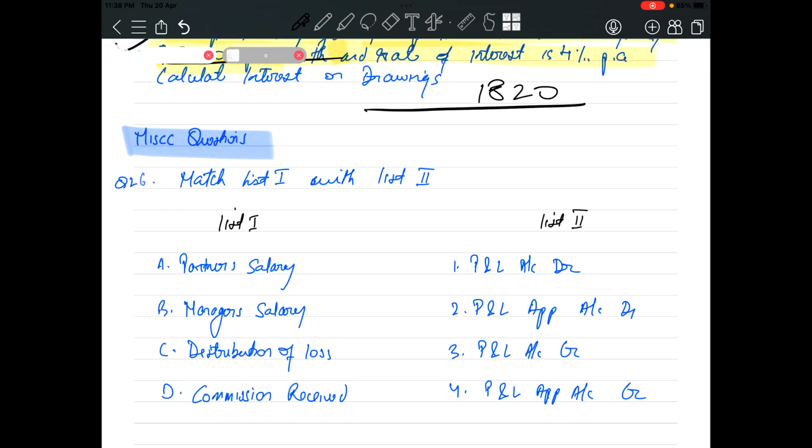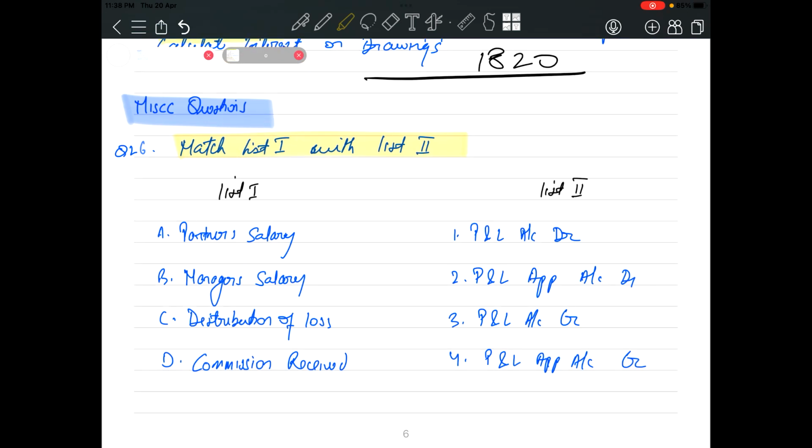This is miscellaneous questions. Okay, so match list 1 with list 2. We have to match list 1 with list 2. So partner salary, where will partner salary go? Will it go to P&L account debit side? No, partners' items will be transferred to P&L appropriation account. Now you have to imagine the P&L appropriation account in your mind. The P&L appropriation account is prepared from the point of view of the firm. So partner salary is a loss for the firm, so it will go to debit side of P&L appropriation account, right?